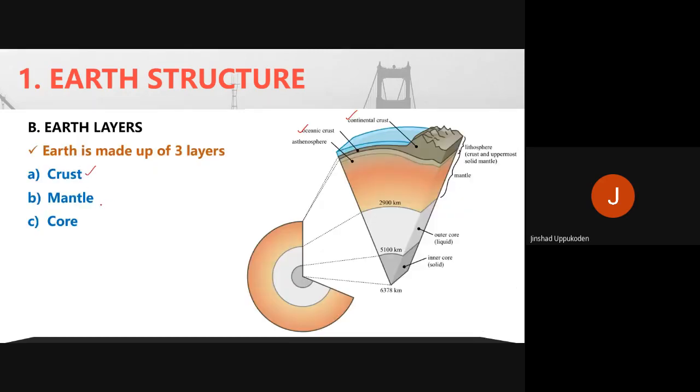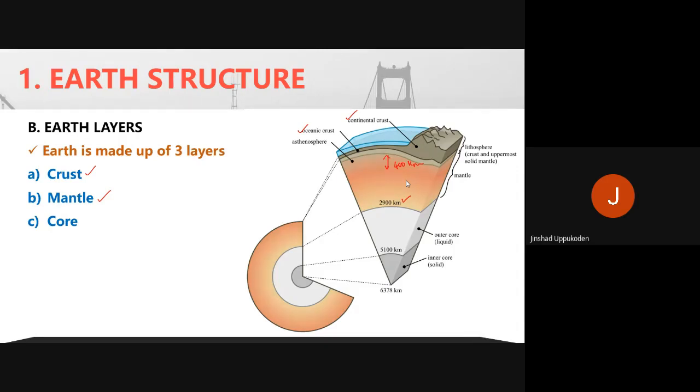The crust is over. The next part is the mantle. The mantle is just below the crust. The mantle may be divided into the upper mantle and the lower mantle. The total thickness of the mantle is approximately 2,900 kilometers, out of which the upper mantle may be approximately 400 kilometers. The topmost layer is slightly solid, I will call it semi-solid, and the mantle would be almost of a fluidic nature.